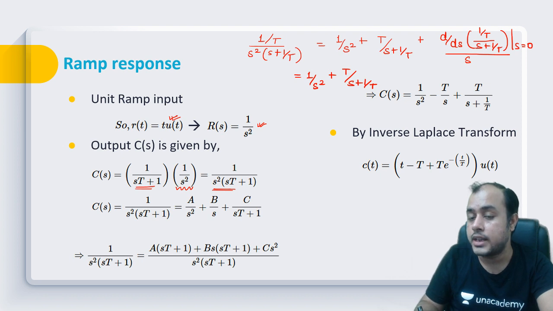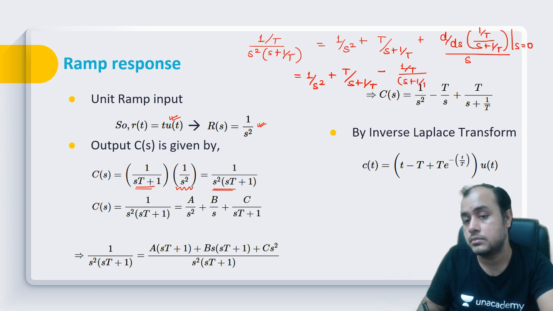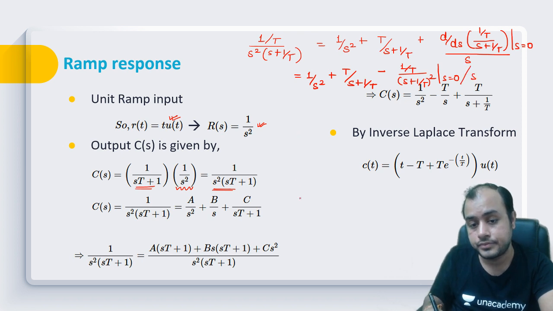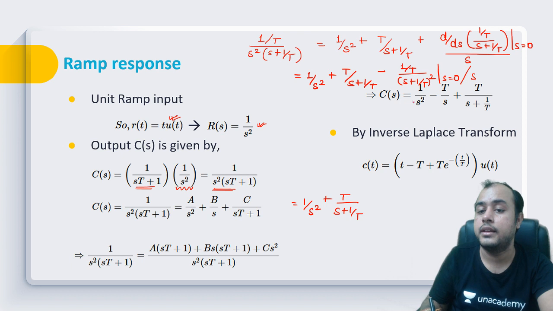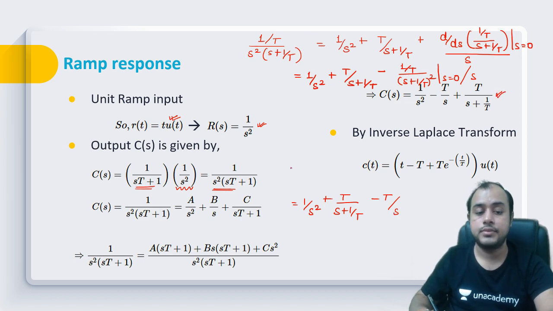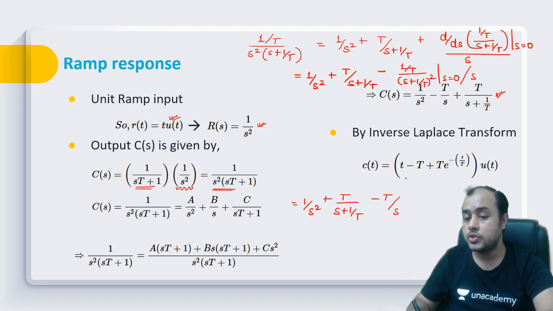Okay. Now if you put s equal to 0 in the derivative, so the derivative of 1 by x is minus 1 by x square, at s equal to 0 divided by s. So it will be 1 by s square plus t over s plus 1 by t. Okay. Now when you put s equal to 0, it is minus t over s. See, this is the exact function. This is the exact function. So this is by inverse Laplace transform we get this.